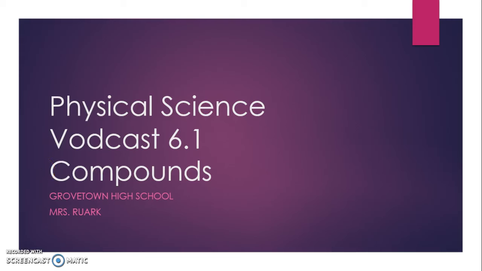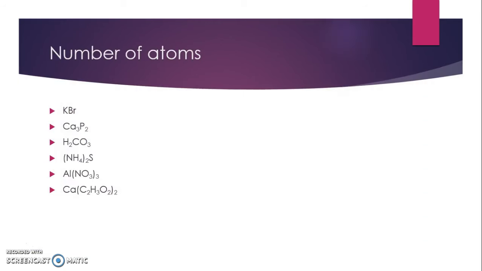This is Ms. Ruark. This is chapters 5 and 6, 6 and 7, where we're going to be talking about compounds and different types of compounds, how to write their formulas, how to name them, and then getting into chemical reactions. Alright, so just a quick recap. Let's talk about the number of atoms that are in a compound. So we'll go through this real quick.